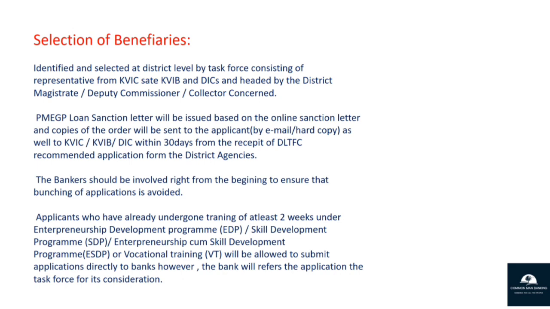Next, the selection of beneficiary. How is the beneficiary selection done? At each district level, a committee is set up to select the borrowers. The committee members are from KVIC, KVIB and DIC also, and it is headed by the district magistrate. The district magistrate rank is the collector only.